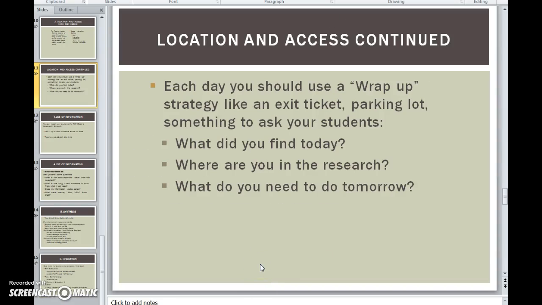Location and access continued. Each day you should use a wrap-up strategy like an exit ticket, a parking lot, or something to ask your students. What did you find today? Where are you in the research? What do you need to do tomorrow? By giving students something to look forward to and to think about for the next day, perhaps they won't forget everything they have done for this day.